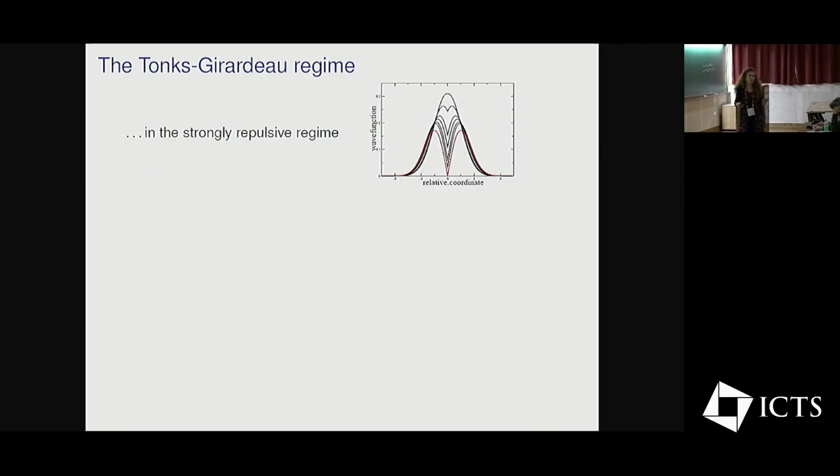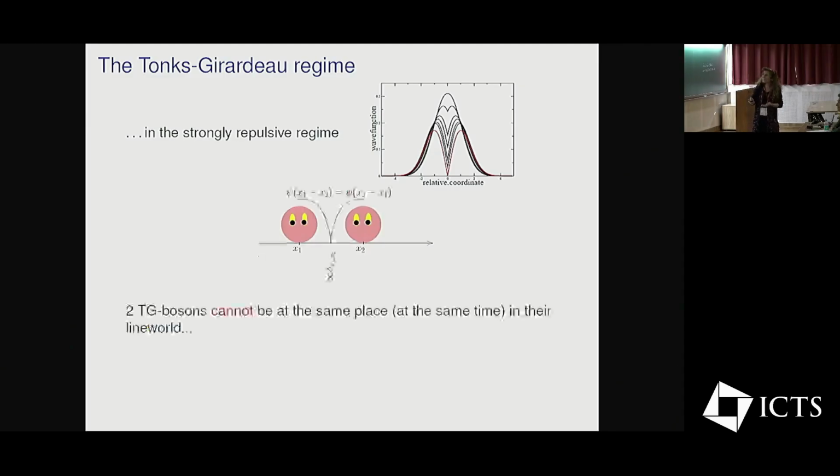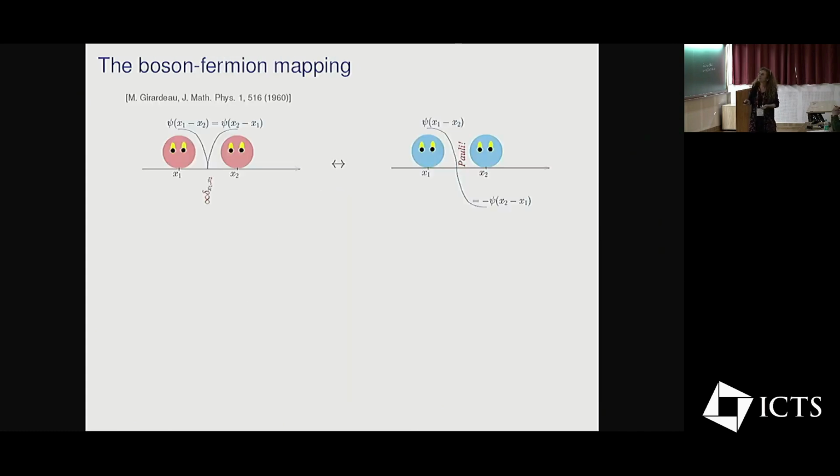This is the Tonks-Girardeau limit, and what happens in this limit from the point of view of the many-body wave function? If you take the many-body wave function for two particles with no interactions, the two bosons both occupy the lowest energy orbital, here at zero temperature. But when you start to put in the interaction, a cusp appears, and when the interaction goes to infinity, this cusp touches zero. So if I have two bosons in a line world, they cannot be at the same place at the same time. This is very similar to a Pauli principle. Interactions for bosons play the role of the Pauli principle for non-interacting fermions.